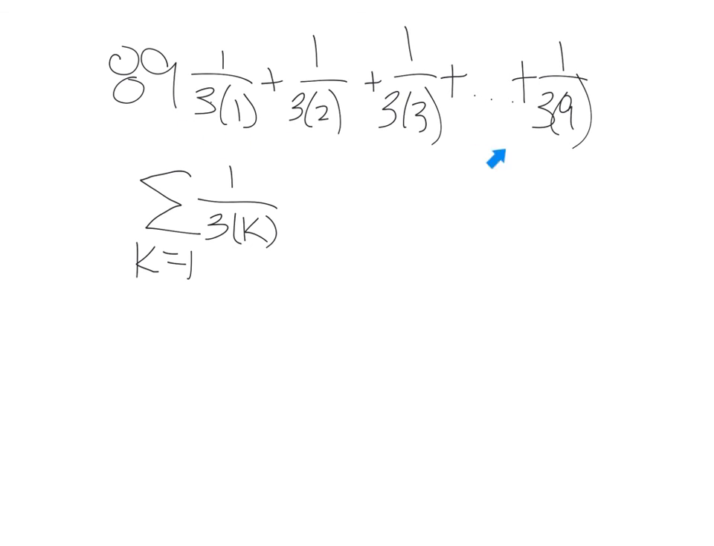And then we want to look at the last one because that's going to indicate what we want to put on top of the sigma. And the last one is 9, so there is our sigma notation for 89.